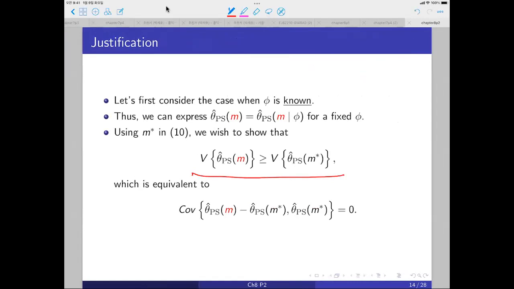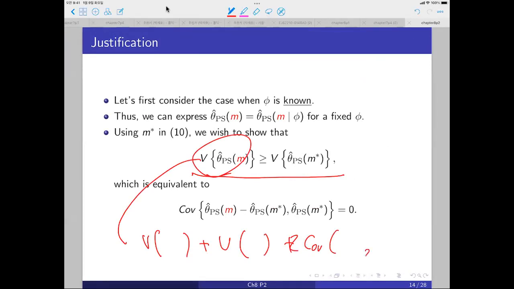And then using the argument of the decomposition, right? You can write the variance as a variance plus a covariance term. So here, basically you have the optimal M. Here you have M minus M star, and then you have the optimal M minus M star and M star, essentially. So showing this one is equivalent to showing the covariance term is zero, which we already discussed before. So let's just accept that this is what you want to show.